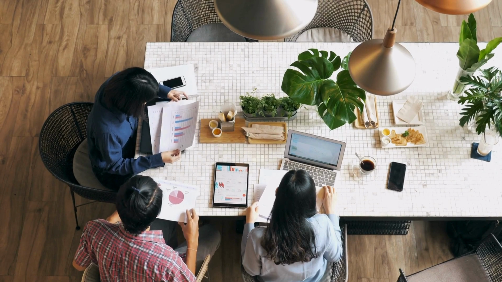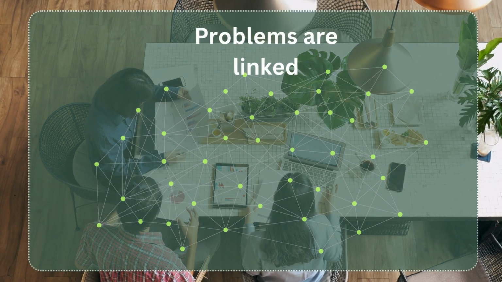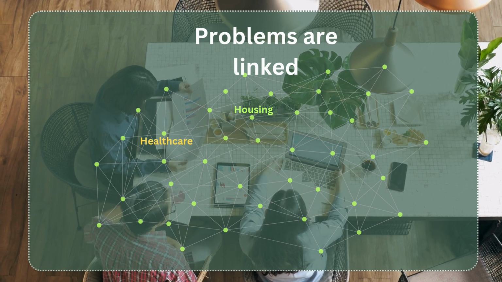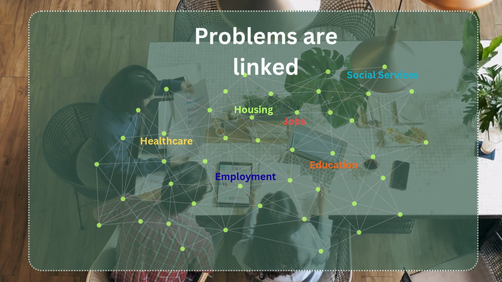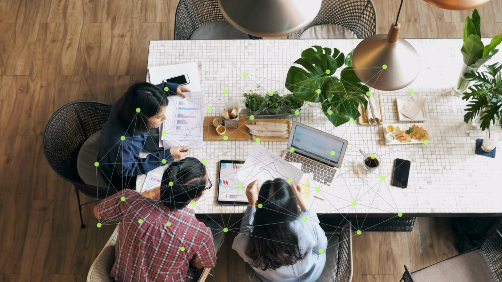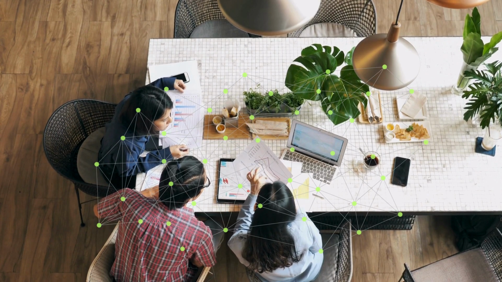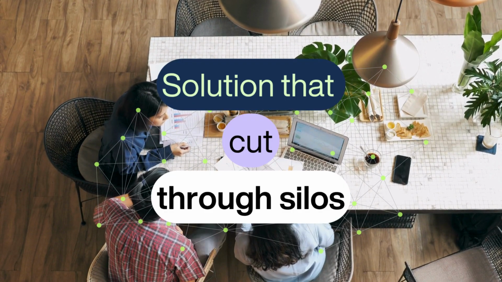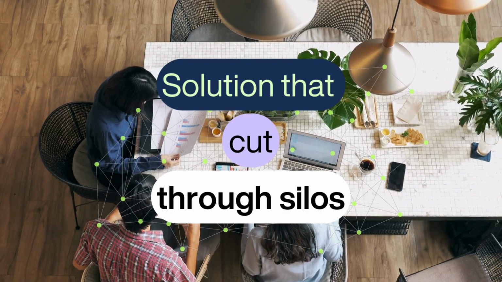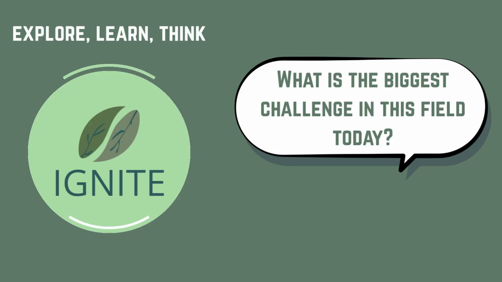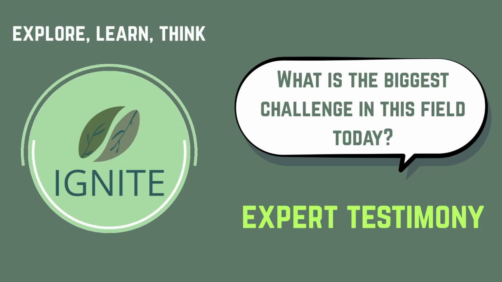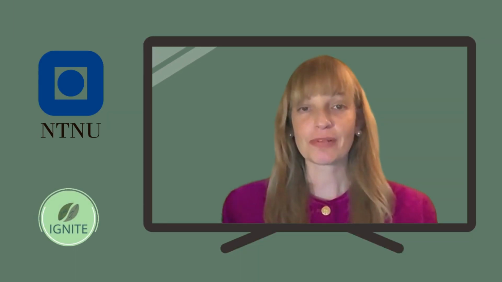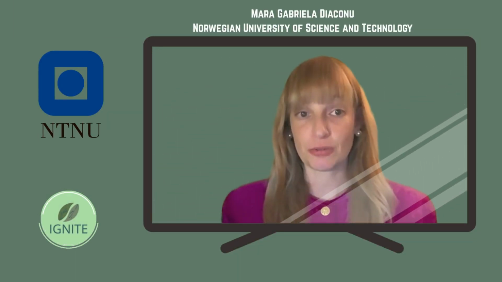A final yet vital element is systems thinking. Social issues are interconnected. Tackling homelessness, for example, is not just about housing. It involves healthcare, employment, education, and social services. Social innovation looks across these systems, creating solutions that cut through silos. Social problems are linked, and so must be the solutions.